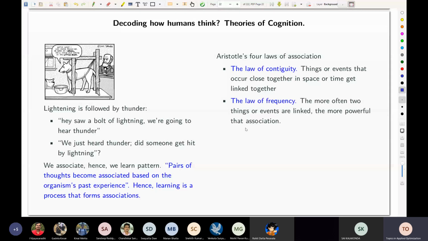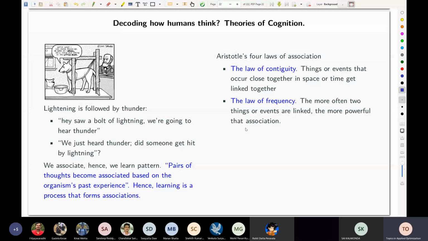Law of frequency: the more often two things or events are linked, the more powerful that association. The more often I hear things again and again, the more I tend to remember them. That's also a natural thing. We all experience this. Practice makes the man perfect, right? If you keep doing the same thing again and again, you become perfect. That's how you see the carpenters and so on. If they keep doing the same thing, they are much better than us in the skill that they're learning.